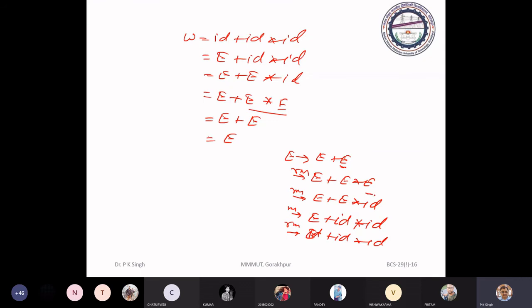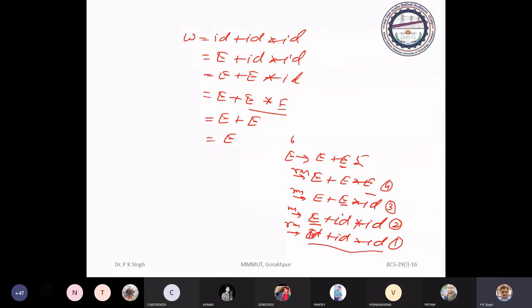Here we have considered this rightmost non-terminal. Okay. Now see, it is level 1, 2, 3, 4, 5, and this is 6.